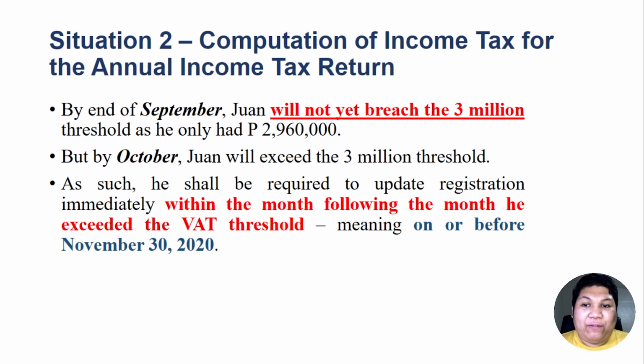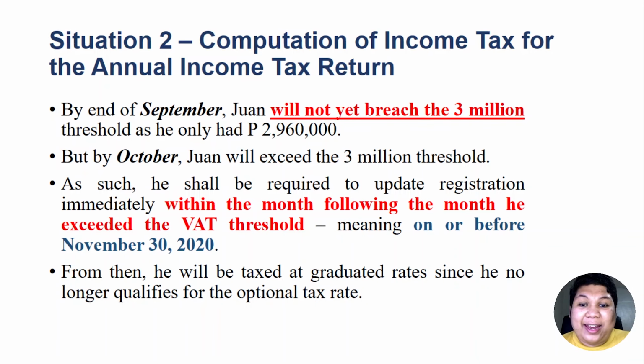Okay? That's October. So therefore, he shall be required to update registration immediately within the month following the month that he exceeded the VAT threshold. So Juan will exceed the 3 million in October. Therefore, in the next month, he should immediately update his registration, and the deadline is on or before November 30, 2020. From then, he will be taxed at graduated rates since he is no longer qualified for the 8% optional tax rate.